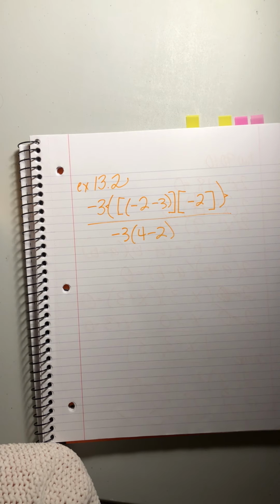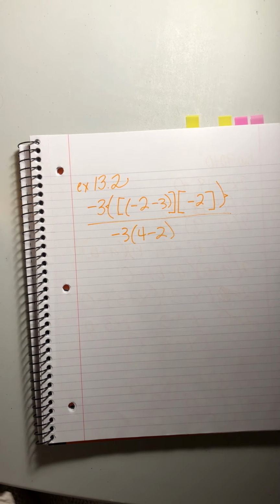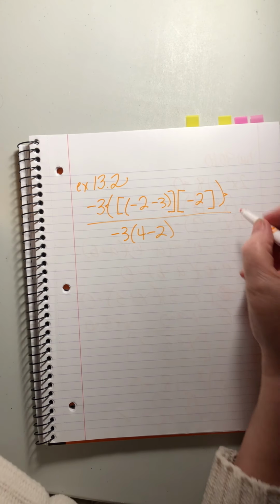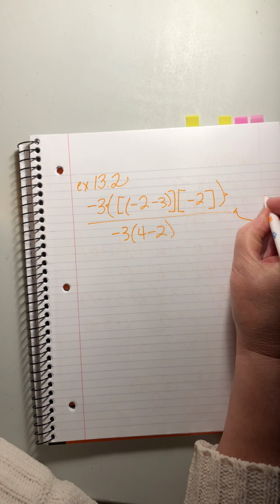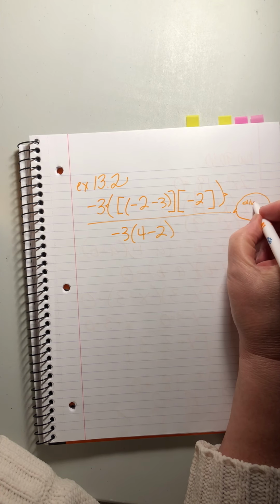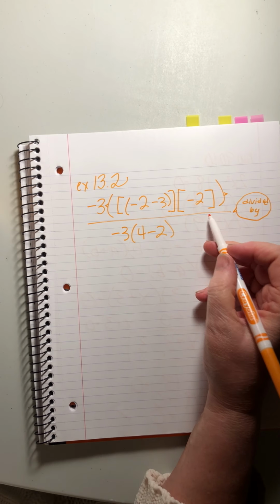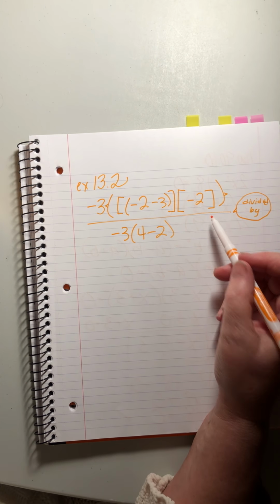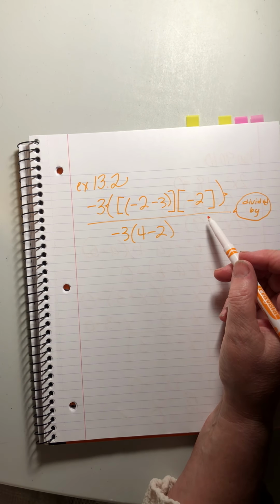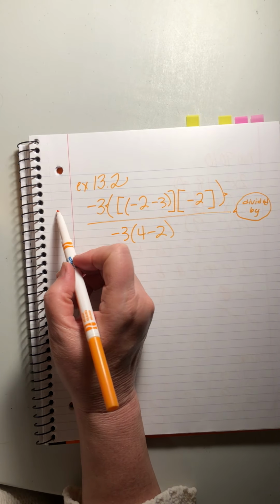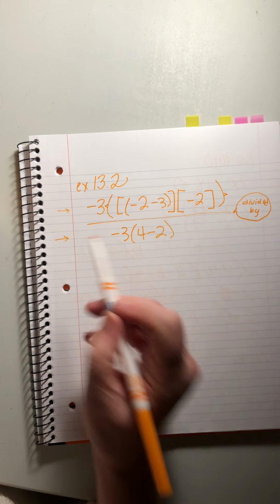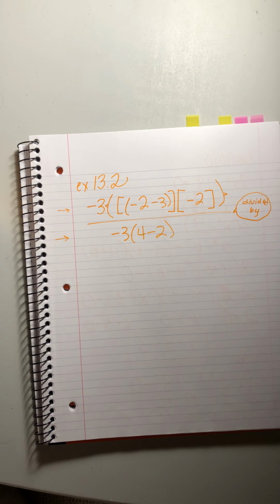All right, simplify is our instruction again. And we see that this is actually a division problem. Remember that a fraction line always says divided by. So this is a fraction, this is a division problem. And the way we're going to do it is we're going to simplify the top, simplify the bottom, put the two pieces together, and see if we can simplify the fraction that we make.